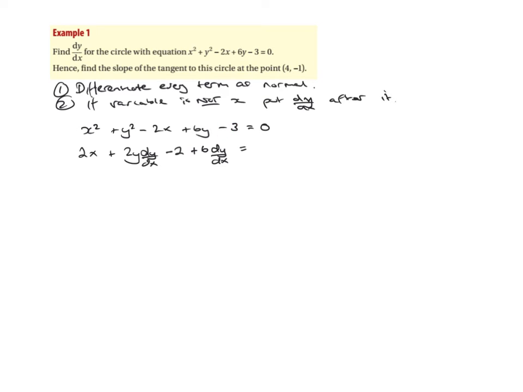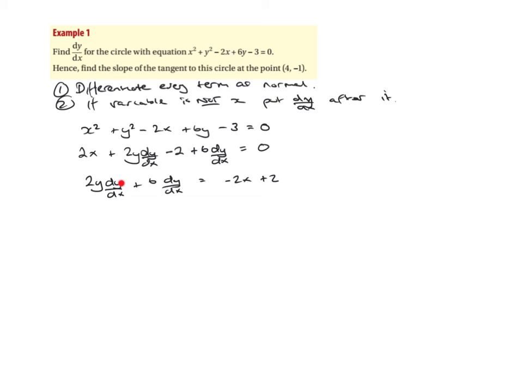Then we look at the right-hand side. If we differentiate 0, 0 will become 0, again because it's a constant. So what we have here is 2x plus 2y dy dx minus 2 plus 6 dy dx equals 0. The next thing we try to do is get all the dy dx terms on one side and shunt across to the other side the non-dy dx terms. So we have 2y dy dx plus 6 dy dx is equal to minus 2x plus 2. All we've done is throw this one across to here, and this one across to there as well.